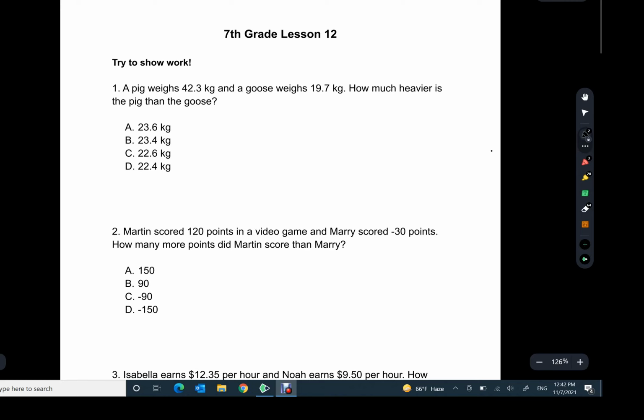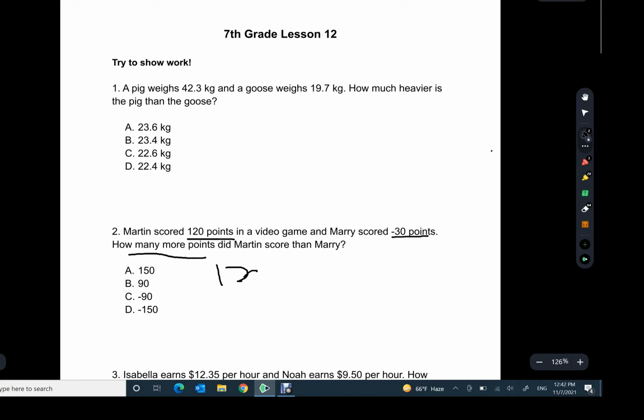So let's start off with number 2. Number 2 says Martin scored 120 points in a video game and Mary scored negative 30 points. And it asks how many more points did Martin score than Mary? In this problem, we'll be using subtraction to find how many more points exactly Martin scored than Mary.